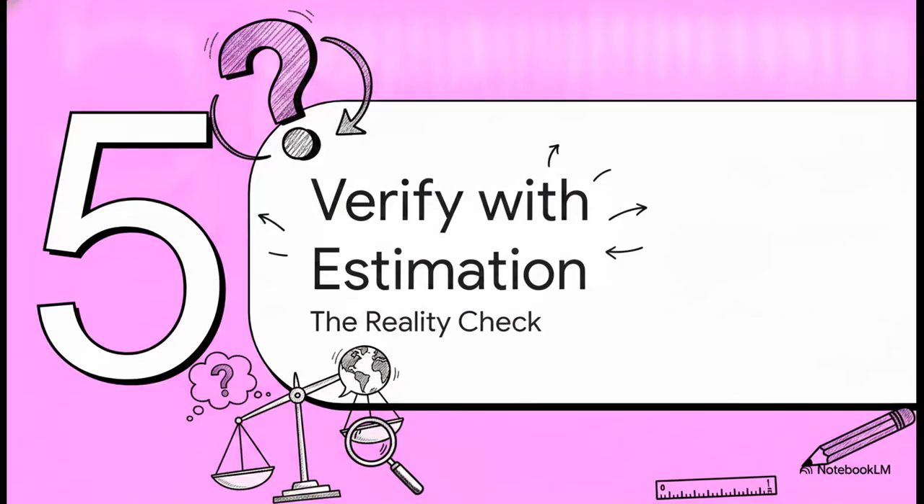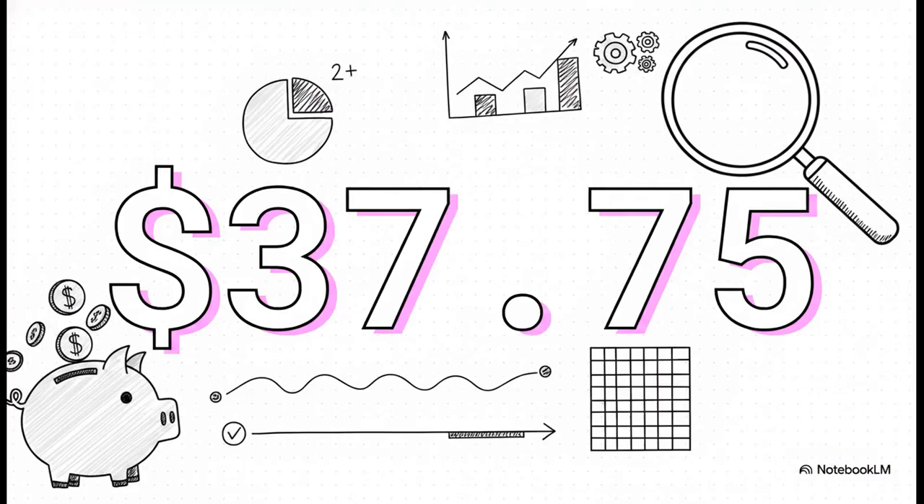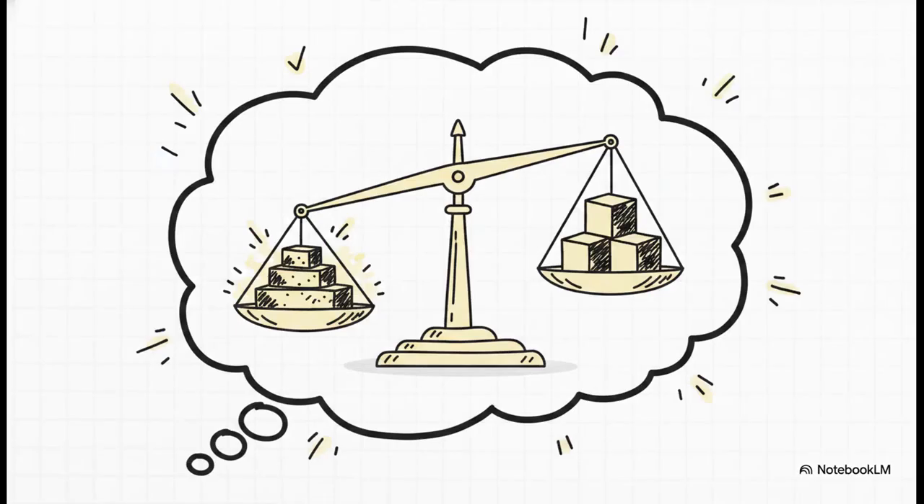Section 5. Verifying with estimation, the reality check. Now that we have our answer, how do we know for absolute sure that we didn't mess up somewhere along the way? We calculated exactly $37.75. But did we put the decimal in the right spot? Did we actually subtract that fee? It's time for a reality check to prove our precision. This is where estimation comes in, and it brilliantly illustrates how we can assess if an answer is reasonable using mental math. Look how simple this is.